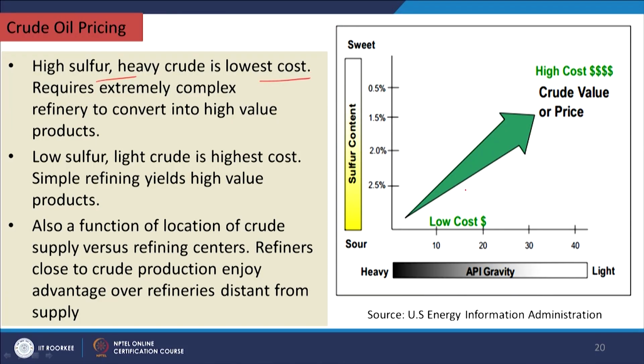If we go that way, the degree API is increasing, the quality is improved, and the crude is becoming lighter and lighter, and the sulfur content is also reducing. So, the cost is higher for low sulfur and high API. This is the basis on which the price is fixed.